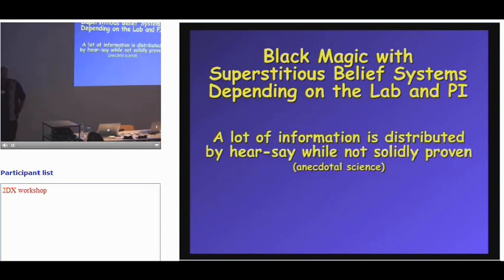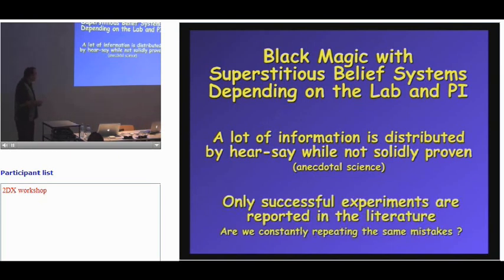Another problem with 2D crystallization is that it's kind of an anecdotal science. It's a lot of people talking to each other and getting some information and saying, oh, this worked, and so we start to believe that this is actually working. And then other people think something else works. So it's really kind of a strange science.